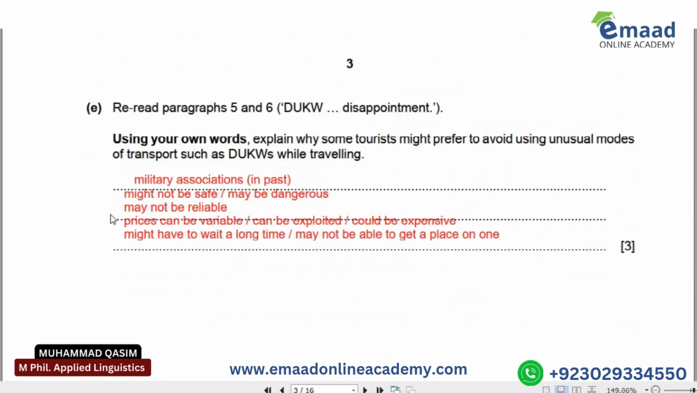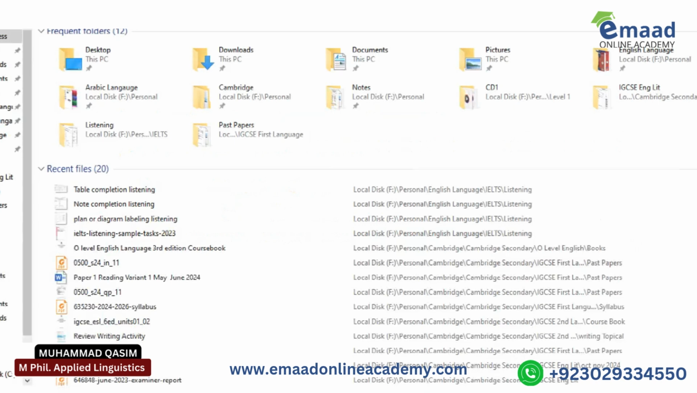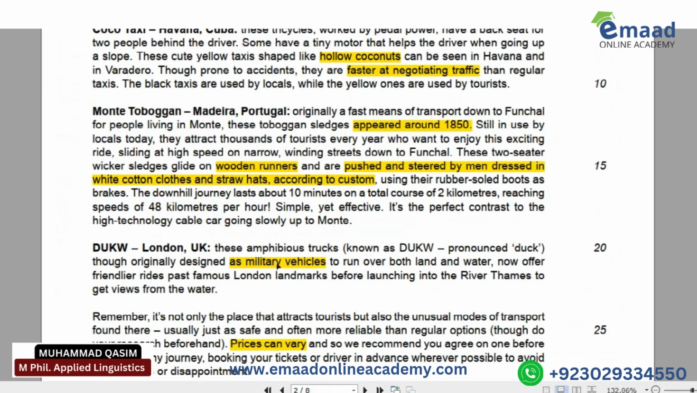The last question in the comprehension section that is based on text A is: using your own words, explain why some tourists might prefer to avoid using unusual modes of transport such as the tuk-tuks while traveling. This tuk-tuk mode, another. Why do some people avoid this? Because of its military association, because it might not be safe, may be dangerous, may not be reliable, prices can be variable, could be expensive, you can be exploited because you don't know the exact price and you have to bargain. They may charge you more. Military vehicles, prices can vary.